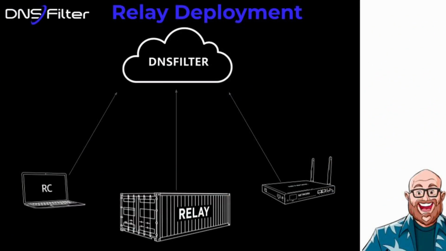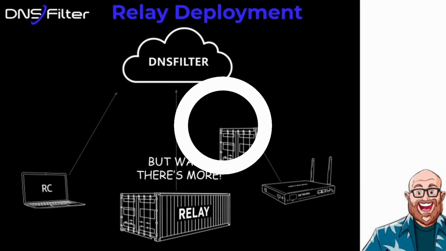Now you understand why I suggested that the relay functions in a space between both solutions, the roaming client and the network level deployment. But it actually also has a second tool in its belt that a lot of people find useful, and that's the ability to specify local IP ranges in your dashboard and apply different policies based on which IP range the traffic is coming from.